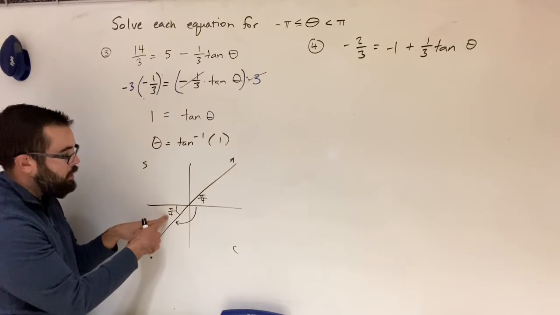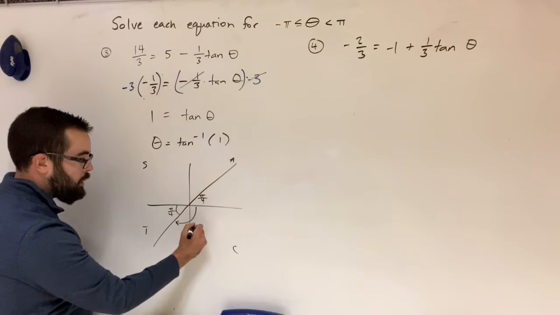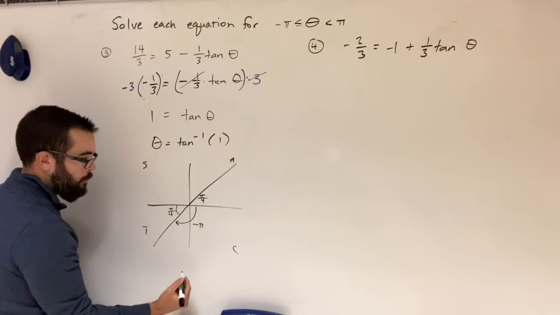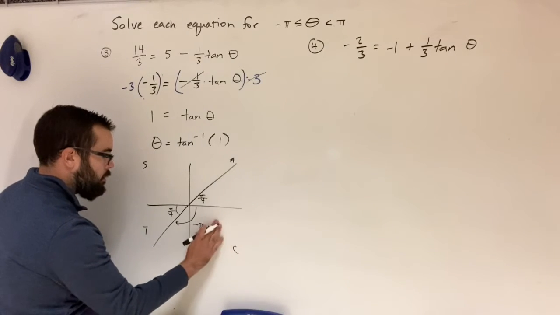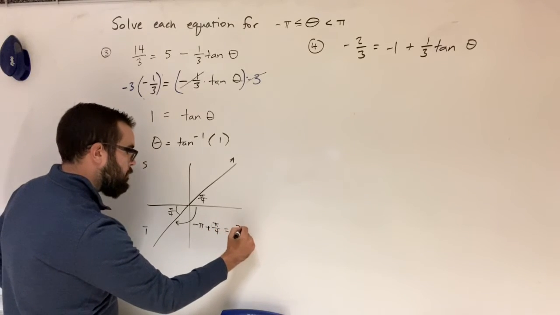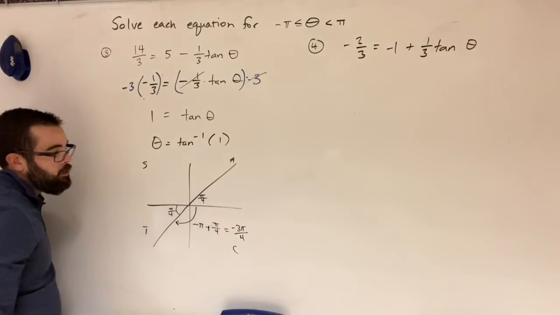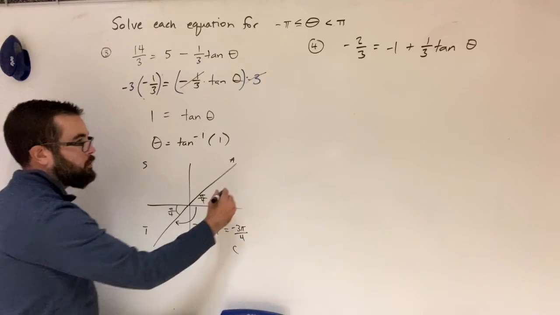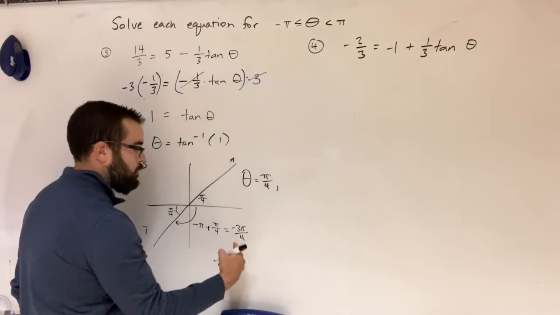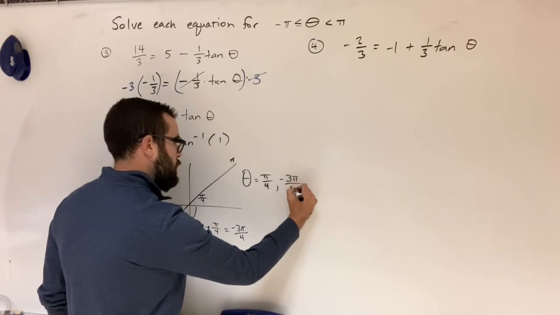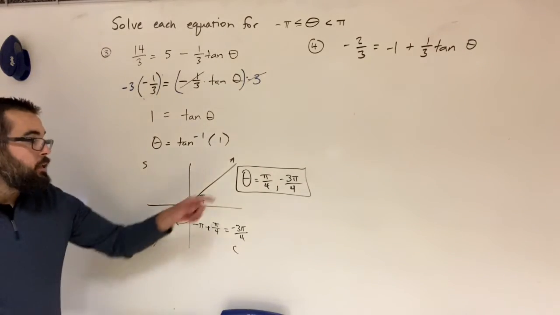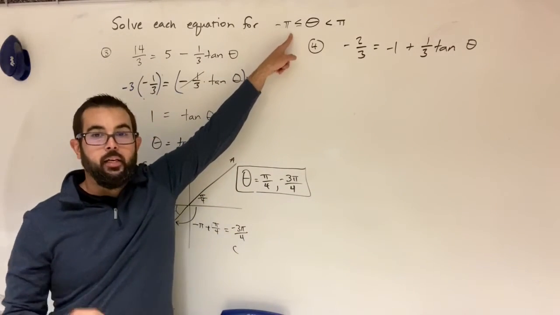So what would that be? Well, this angle going this way would be negative pi plus pi over 4, which is negative 3 pi over 4. So there's our solutions. All right, and that satisfies this criteria.